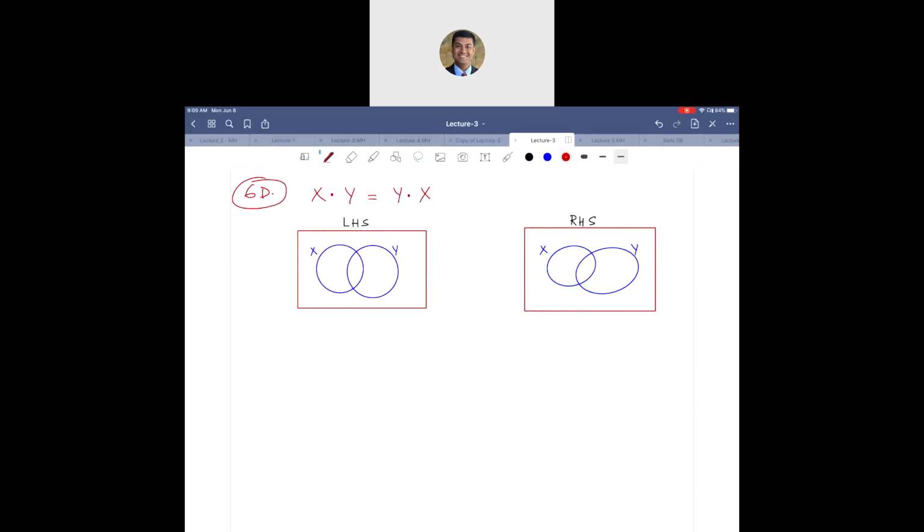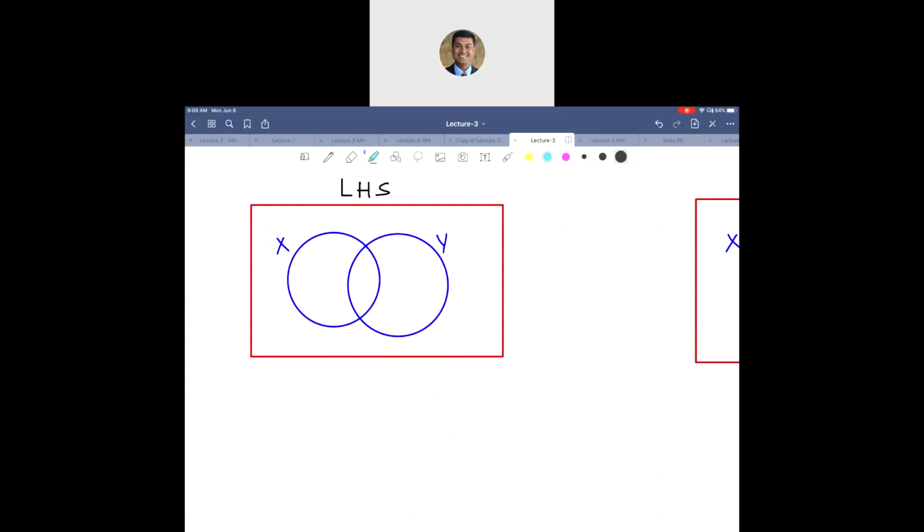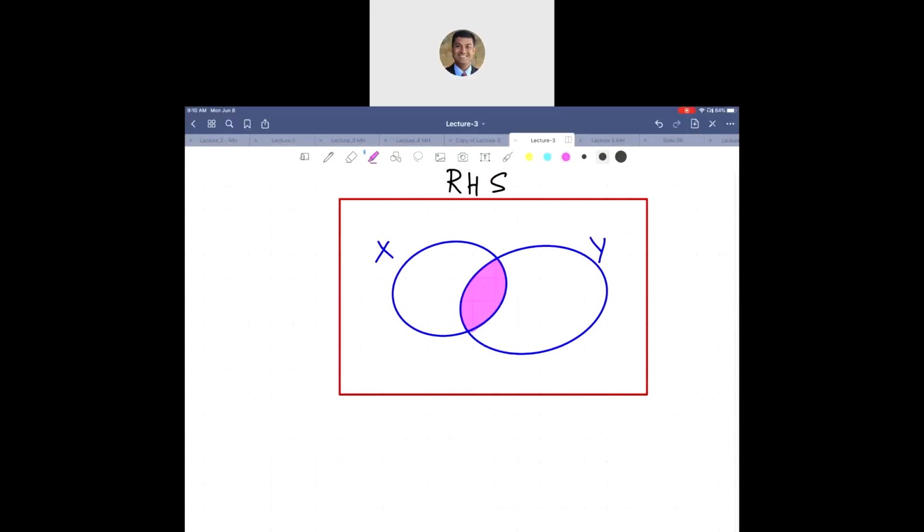Now, because I'm going for intersection, I'm doing the AND here. When I do the intersection, I will have to shade only this region here. Maybe that's too big. Right there. That's my intersection between X and Y. And if I do that for the right-hand side, Y and X, it is the same intersection area there between X and Y. So they match up exactly the same.